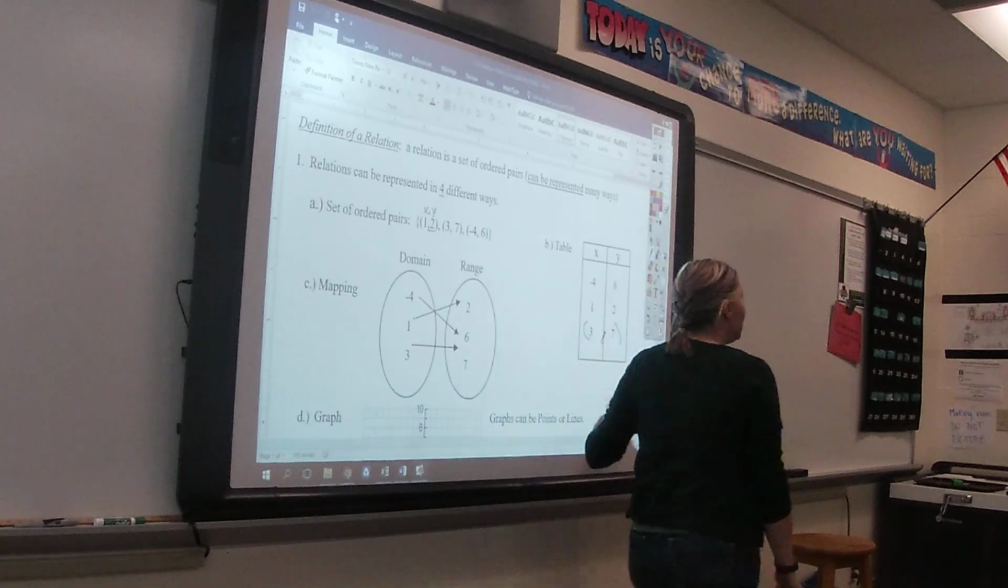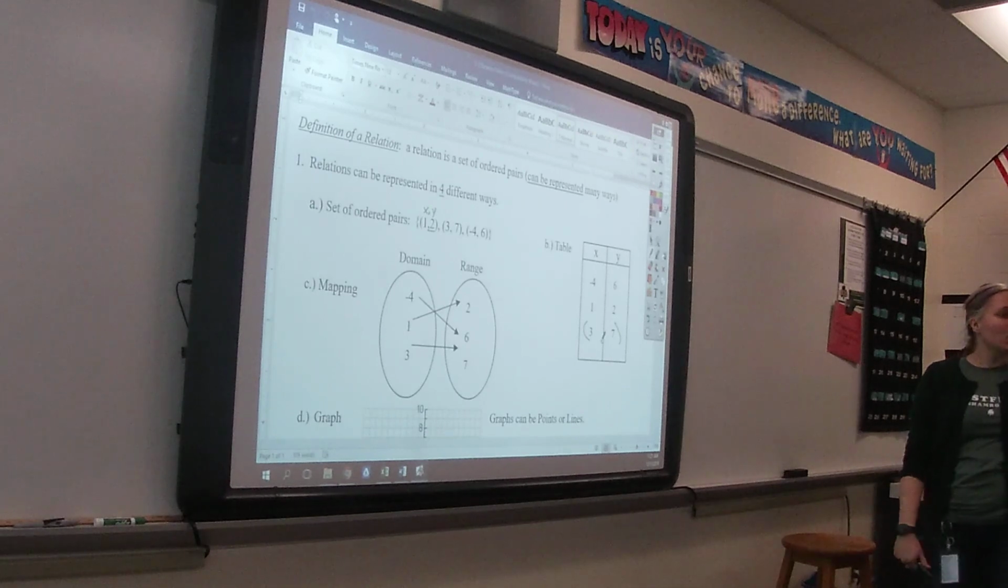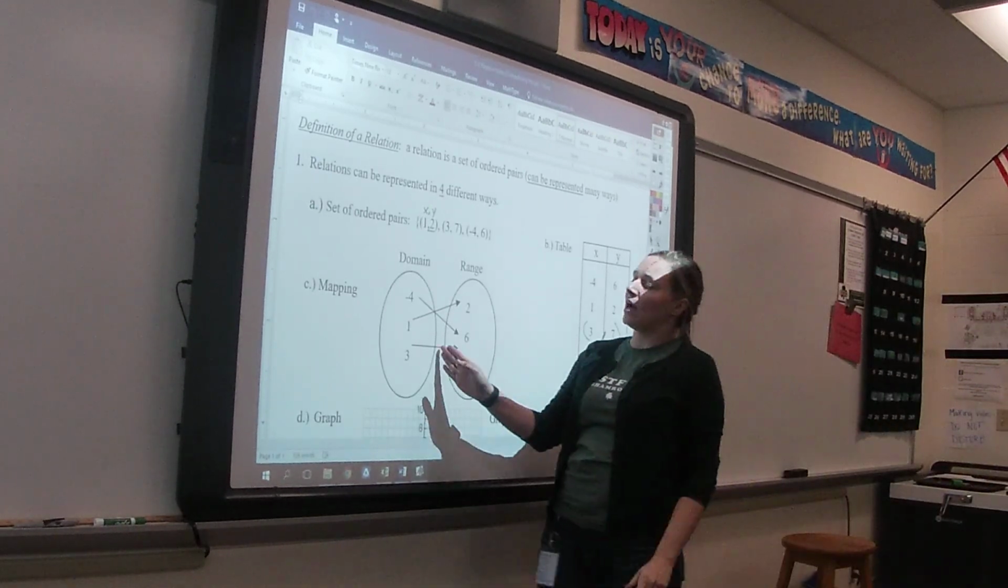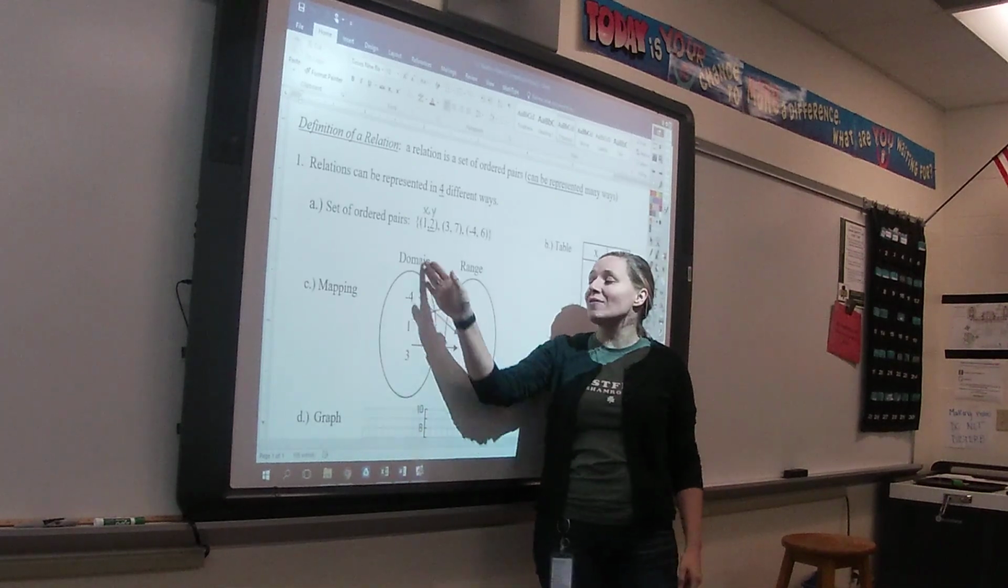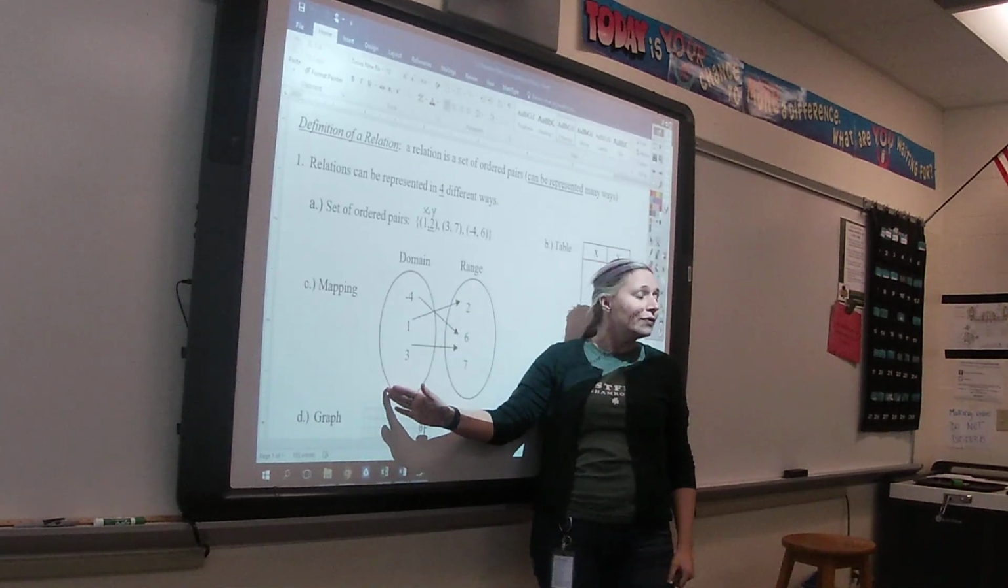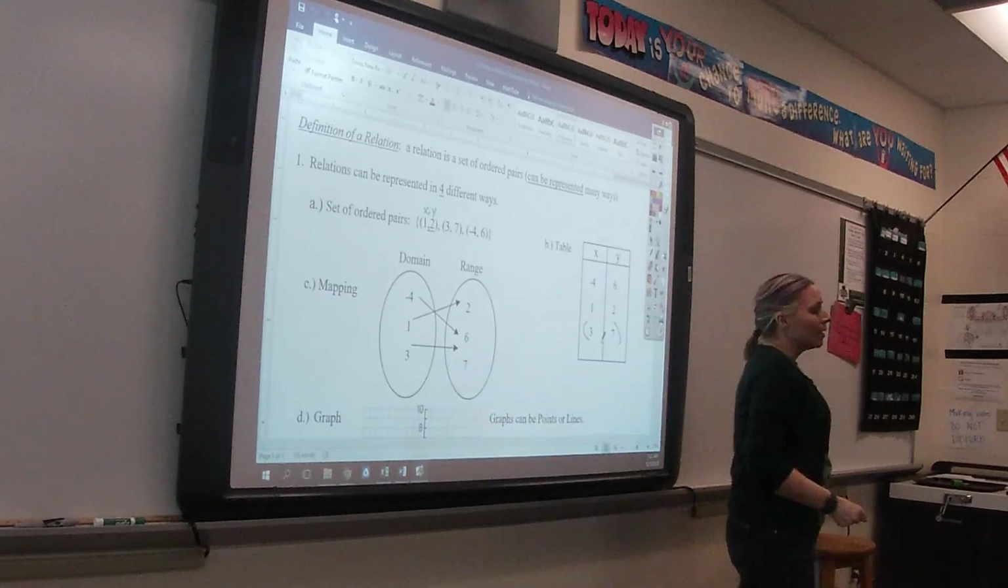A mapping is one that you should have seen before, but we don't work with it as often, so my students tend to forget this one. A mapping is where we're representing information in two bubbles. It doesn't have to be a bubble, but we have our x values over here on the left and our y values over here on the right.